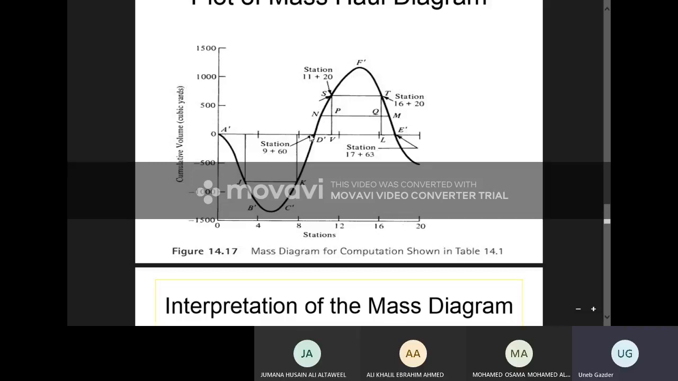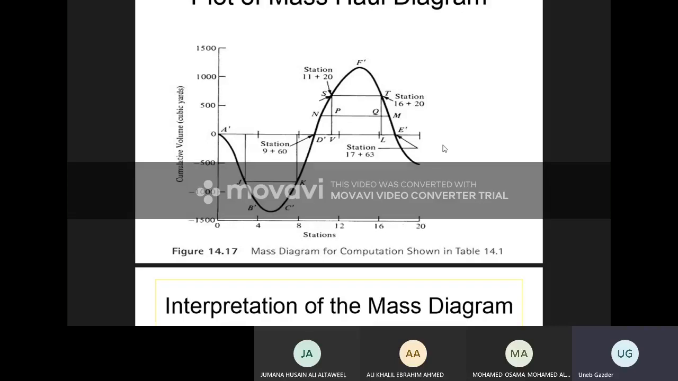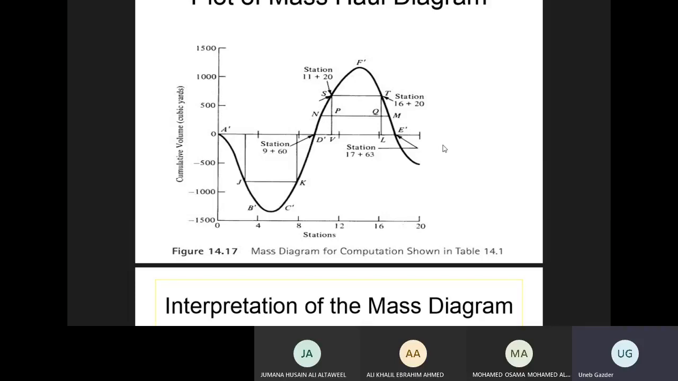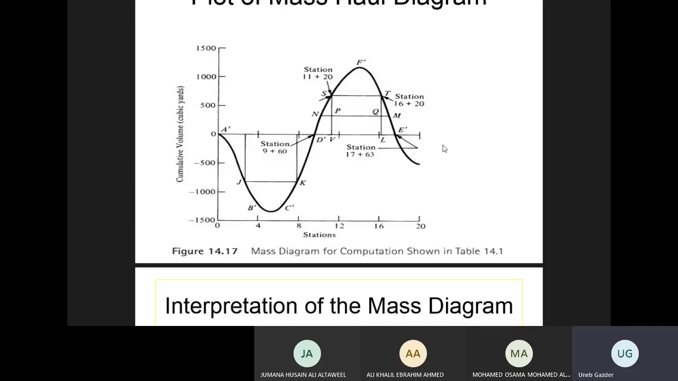So these lines, A dash to D dash and D dash to E dash, are known as balanced lines. Why do we call them balanced lines? Because at the two ends of the line, the material is becoming equal, zero. Fill is becoming equal to cut. So that's why the diagram is crossing zero. So from A dash to D dash, it's a balanced line. And from D dash to E dash, it's a balanced line because it is crossing zero, meaning the cut is becoming equal to fill. Okay. So whenever the diagram crosses zero, it becomes a balance point. And when you join these balance points, it becomes a balanced line.